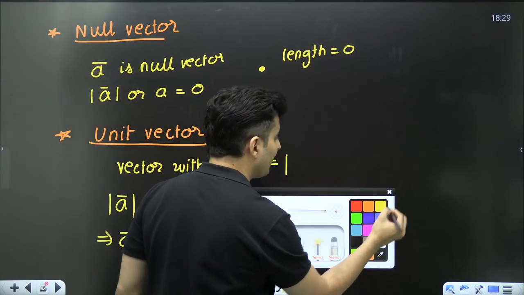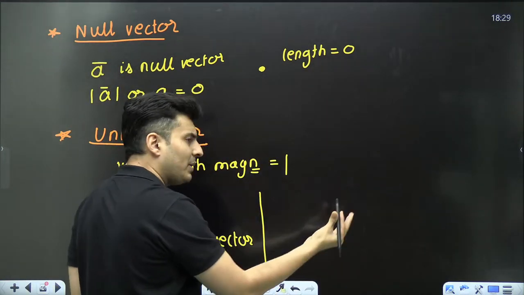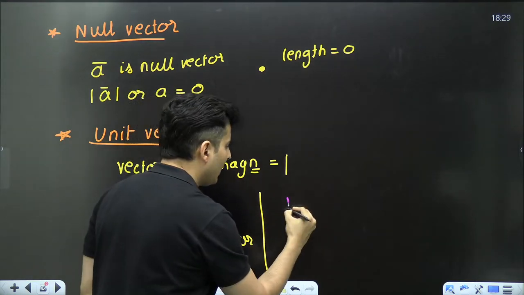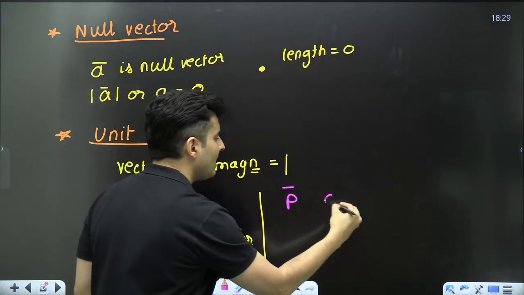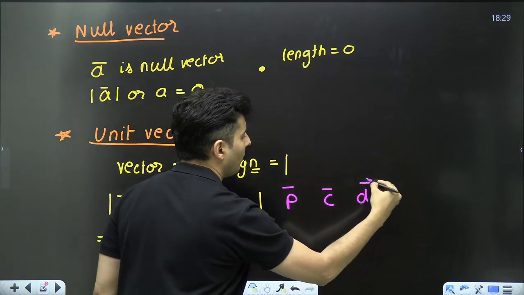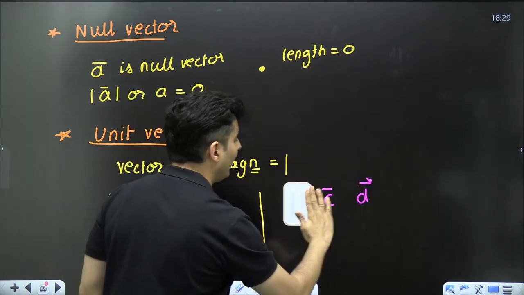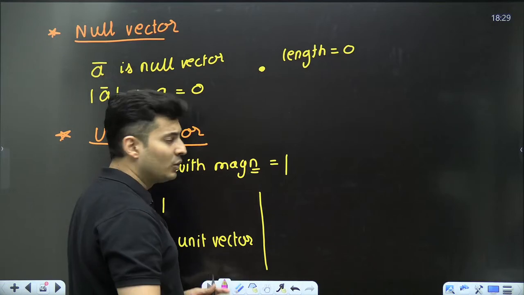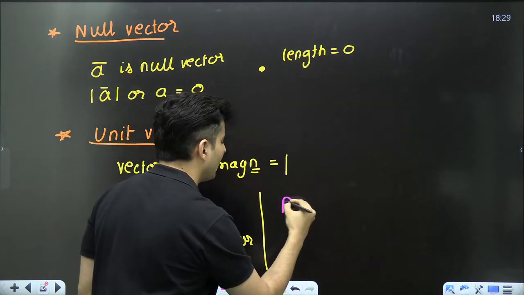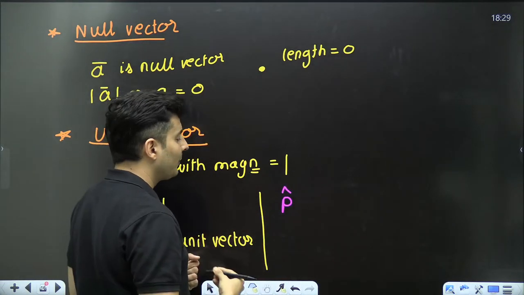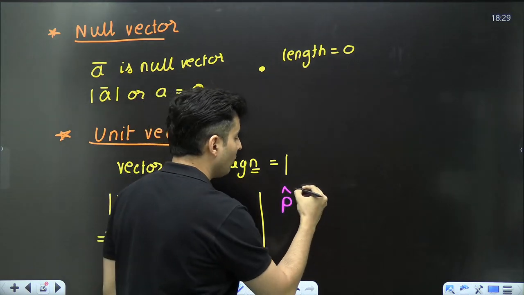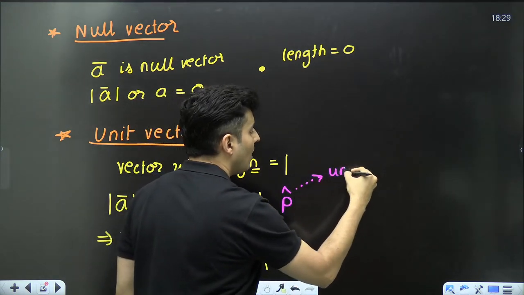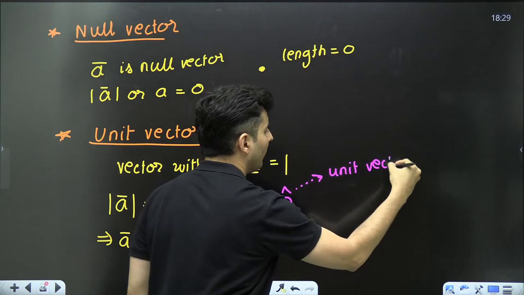Usually, whenever we have to specify vectors, let's say P vector, B vector, C vector, I put P with a bar, or C with a bar, or D with an arrow mark, like this. Instead of writing it this way, if it is a unit vector, just put it like this, P cap or P hat. What does this symbol mean? It's a unit vector already.